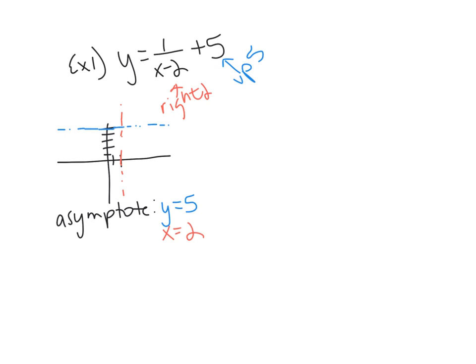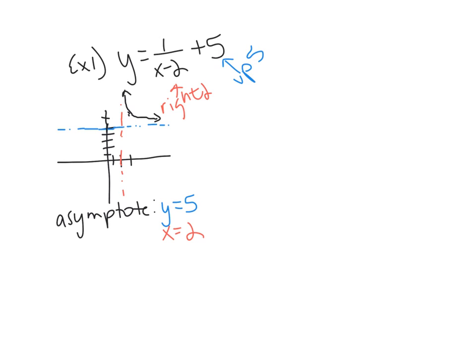So to figure out the shape of my graph, easy, pick an easy number to plug in. 3 is an easy number to plug in. If we plug in 3, 3 minus 2 is 1. 1 divided by 1 is 1. 1 plus 5 is 6. So we have the point 3, 6. So our graph approaches our asymptotes but doesn't cross.